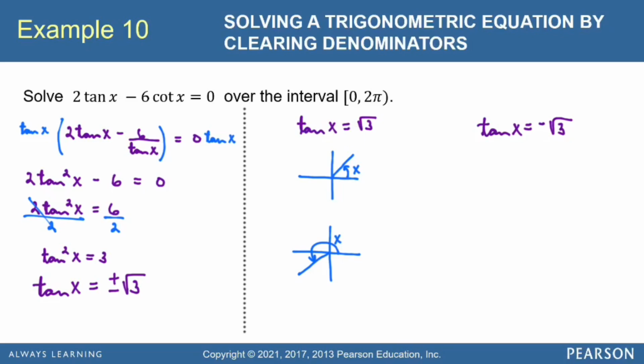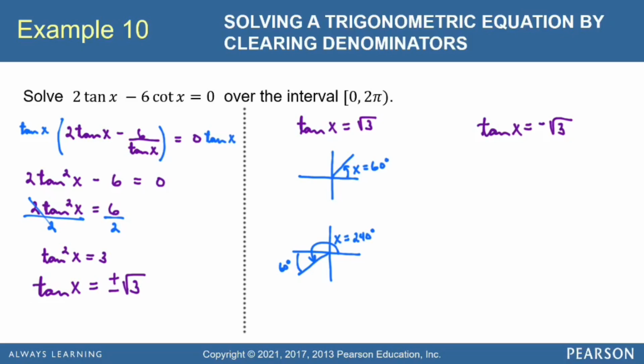And then we know that the square root of 3 is the tangent value for 60 degrees. So the reference angle for each solution will be 60 degrees. In quadrant 1, that means the solution is 60 degrees. And for our quadrant 3 solution, if the reference angle is 60 degrees, then that solution is 240 degrees.